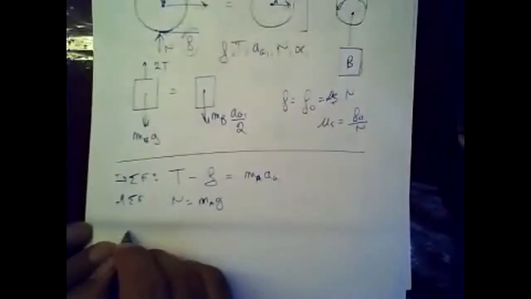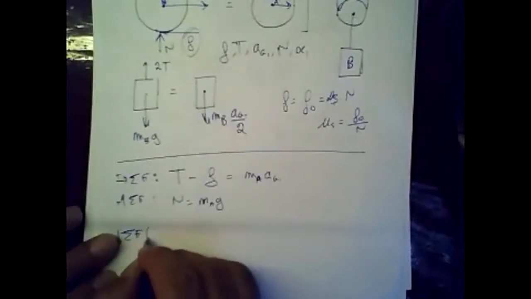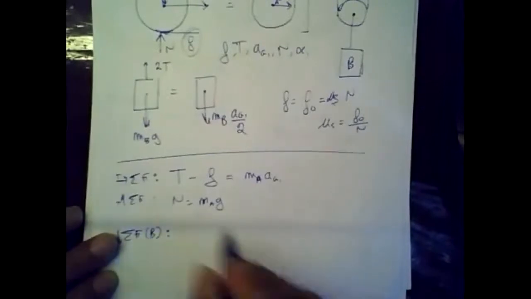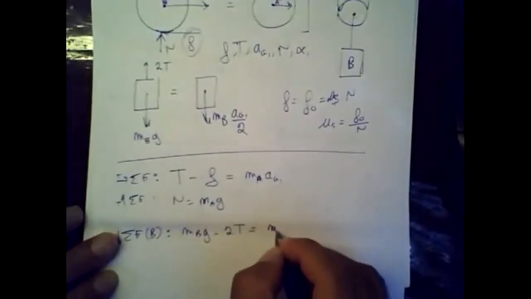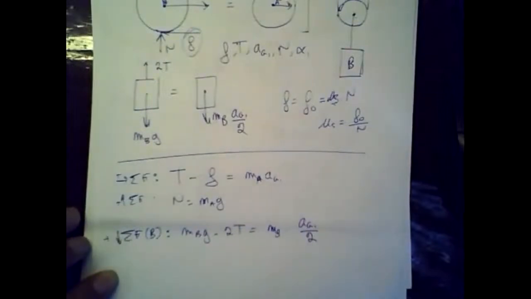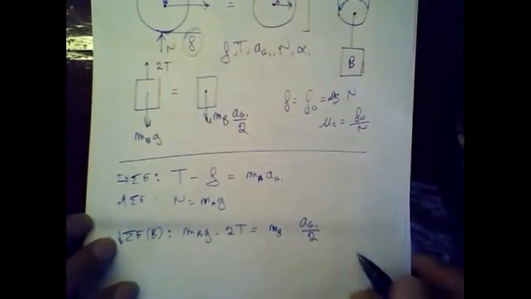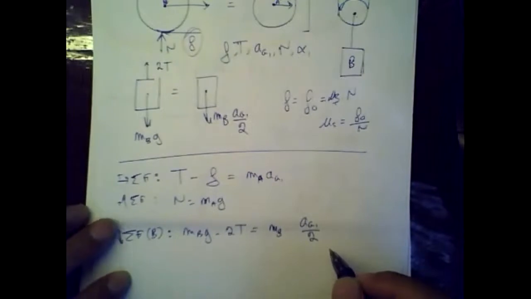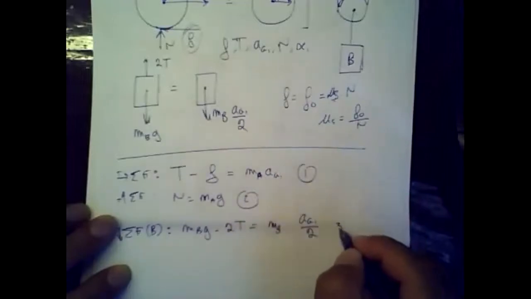How about on block B? What do you get on block B? Summing the forces in a downward direction on B, you are going to get MBG minus 2T is equal to MB times half AG1, over 2. Okay, how do you go from here? So we can actually get the tension. Okay, so we can look at that equation, 1, 2, and then 3.